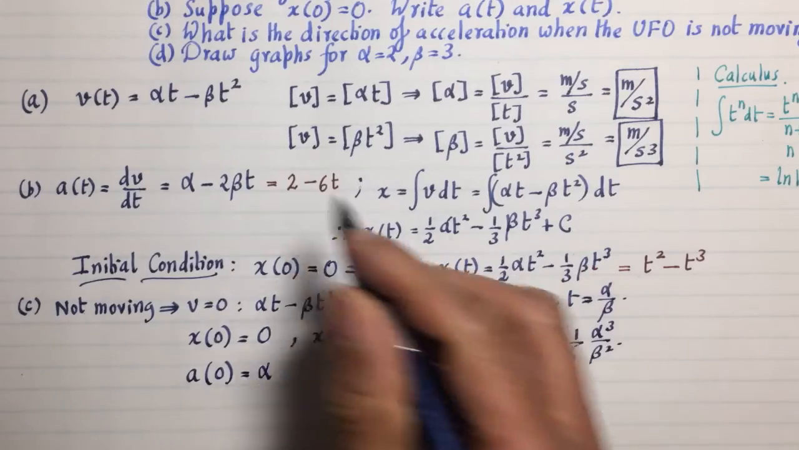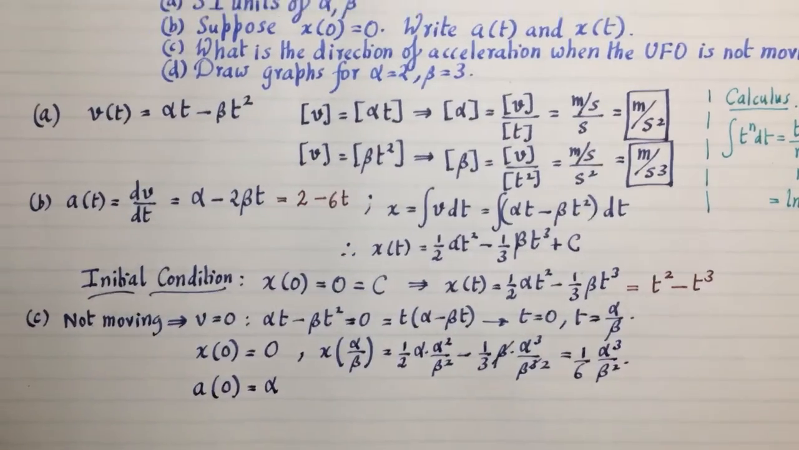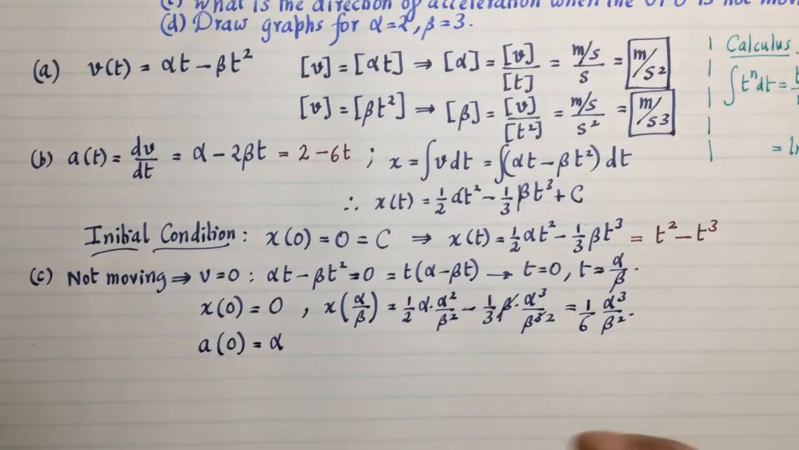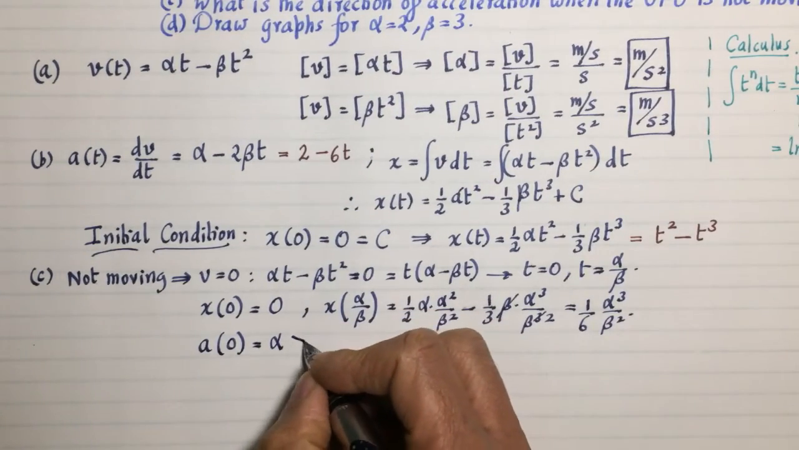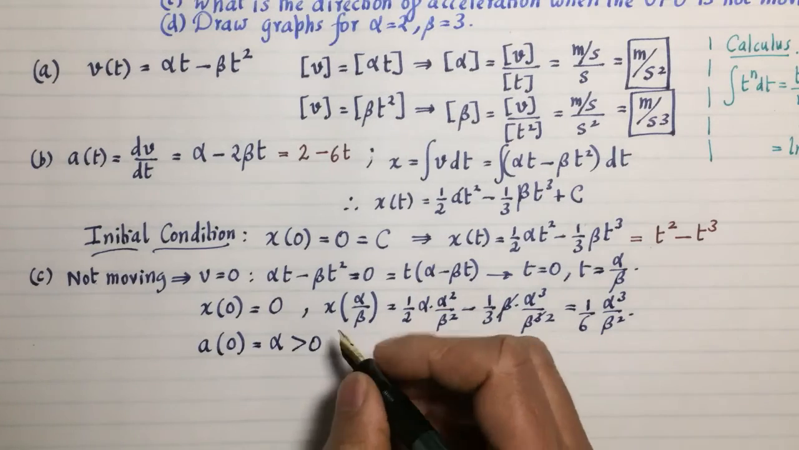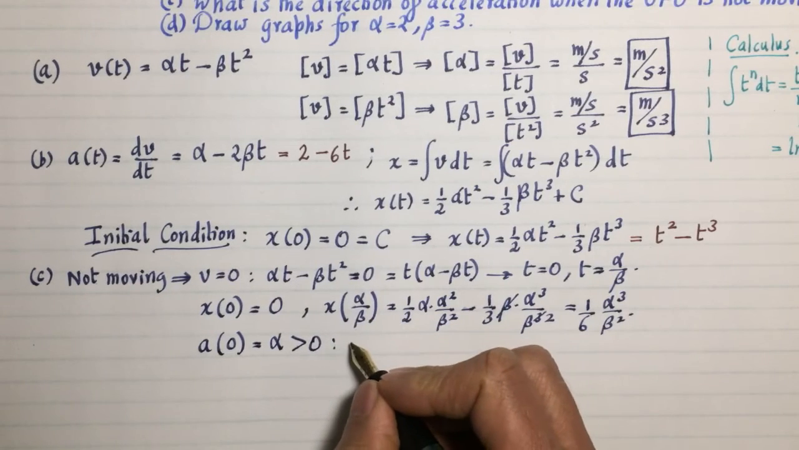Now, according to the conditions of the problem, alpha, beta, and time are all positive, so this is positive. The conclusion we have is that the direction of the acceleration when the UFO is not moving at time t equal to 0 is positive.